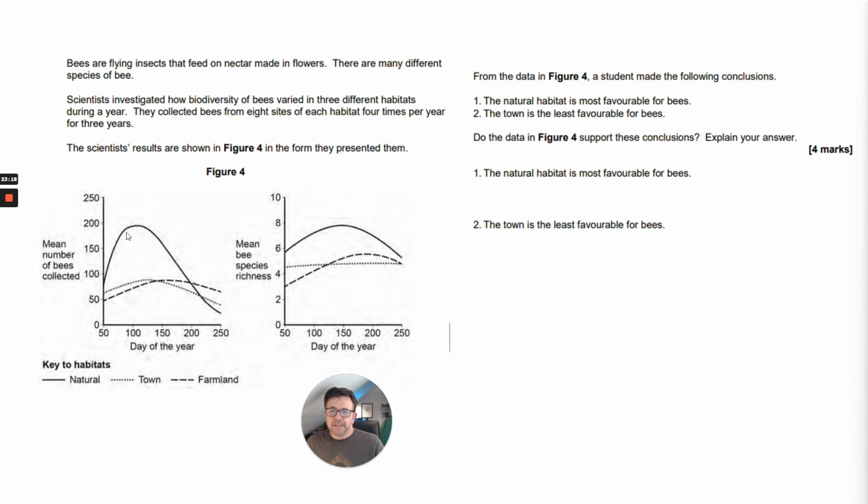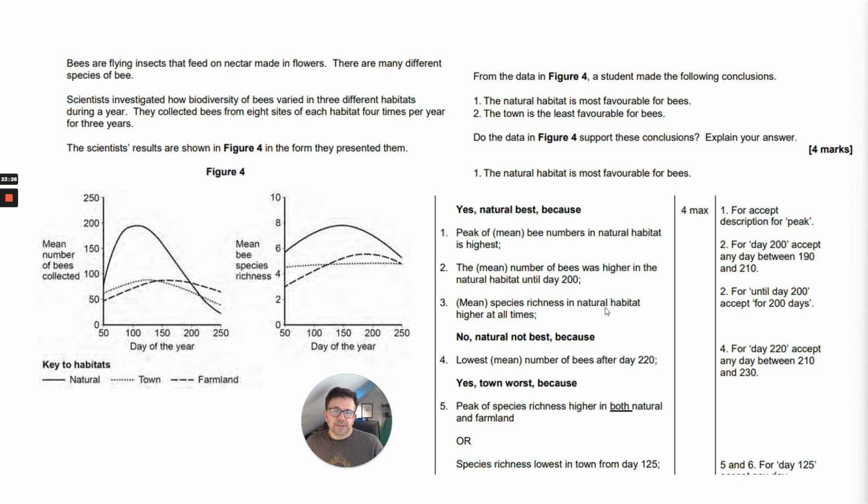So you can see the mean number of bees collected, and it shows the day of the year, okay, and it shows then the species richness. So yes, natural is best because the peak of bee numbers in the natural habitat is the highest. You've got the number of bees was higher in the natural habitat until day 200. So using that data again, species richness in the natural habitat was high at all times, regardless of the day of the year. You only need one of those, okay?